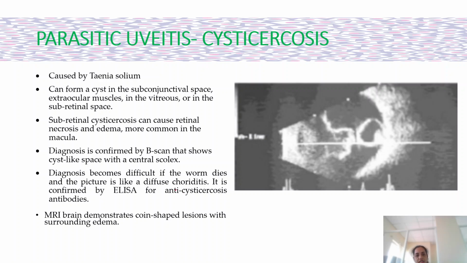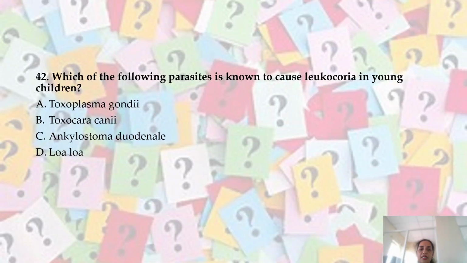Moving on to cysticercosis, it is caused by Taenia solium. It can form a cyst within the subconjunctival space, the extraocular muscles, or in the vitreous or subretinal space. When you get a worm in the subretinal space, you always get diffuse unilateral subacute neuroretinitis. Diagnosis in the vitreous is confirmed by B scan that shows a cyst-like space like you see here with the central scolex. Diagnosis becomes difficult if the worm dies and the picture is like diffuse choroiditis like we discussed. Sometimes you might need to rule out neurocysticercosis by performing an MRI.